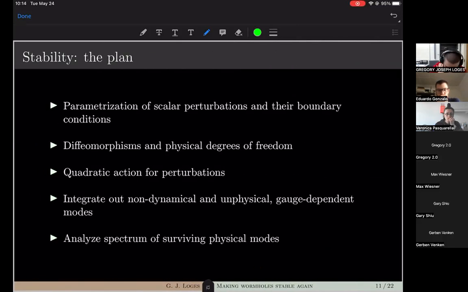Okay, so we'll do this in a few steps. We have to parameterize the scalar perturbations. I already told you there are boundary conditions. We have to get rid of unphysical modes. So there are diffeomorphisms, which make some of the scalar perturbations redundant. There are some fields which are non-dynamical and should be integrated out exactly. And we'll be left with an action which is describing just the physical modes. And this is the thing that we should look at, whether it's a minimum or a saddle point. And this we can do by analyzing the spectrum of that fluctuation operator.